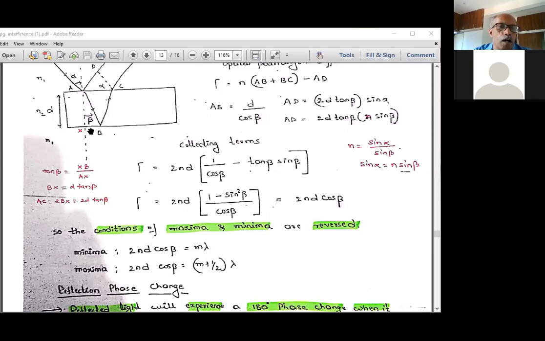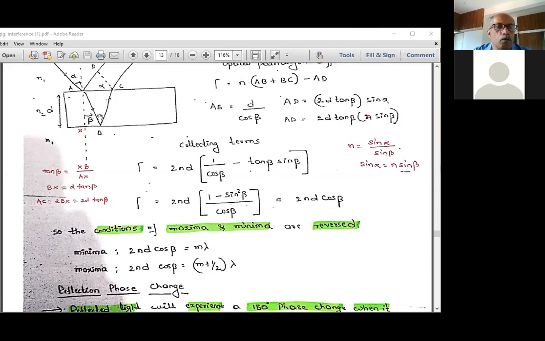Equilateral triangles, equilateral rectangle triangles, we get 1, 2, 3. Therefore, bx will be equal to, if some point y comes here, then ay will be equal to yc, that will be equal to bx. Therefore, AC will be equal to 2bx. Therefore, AC is equal to 2bx, that is equal to 2d tan beta.